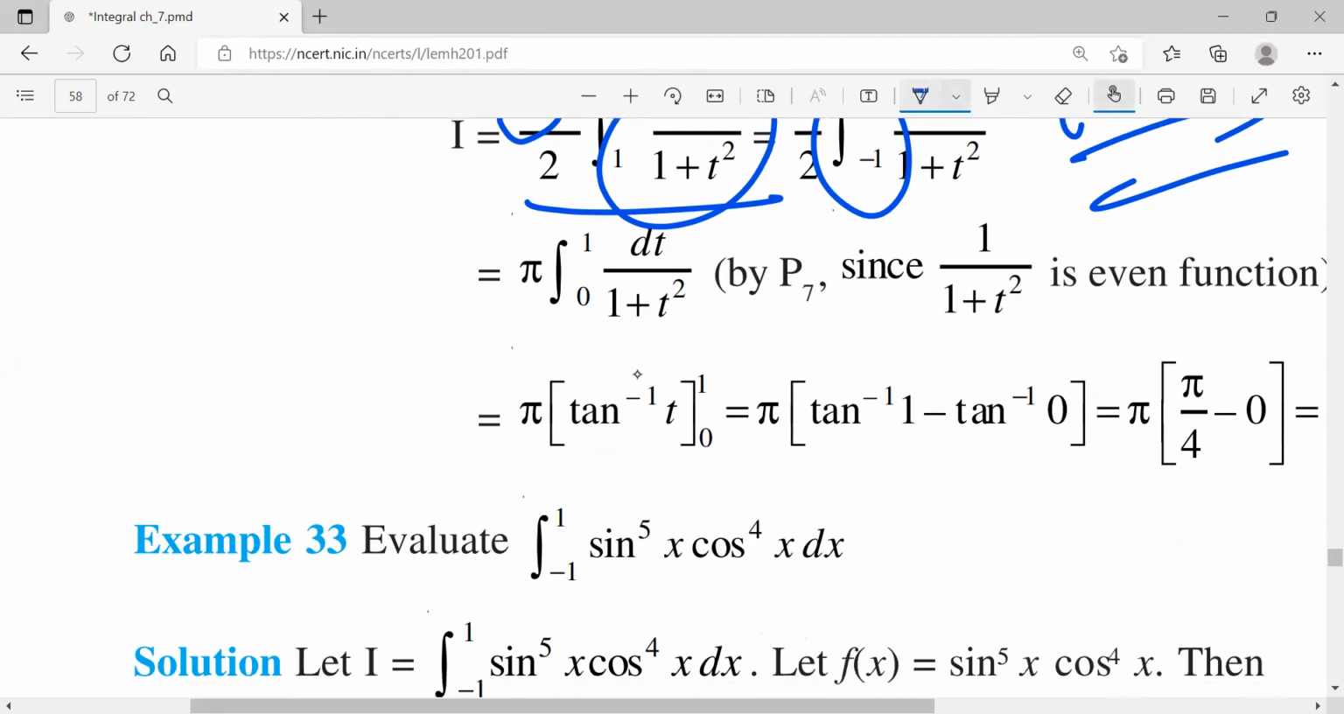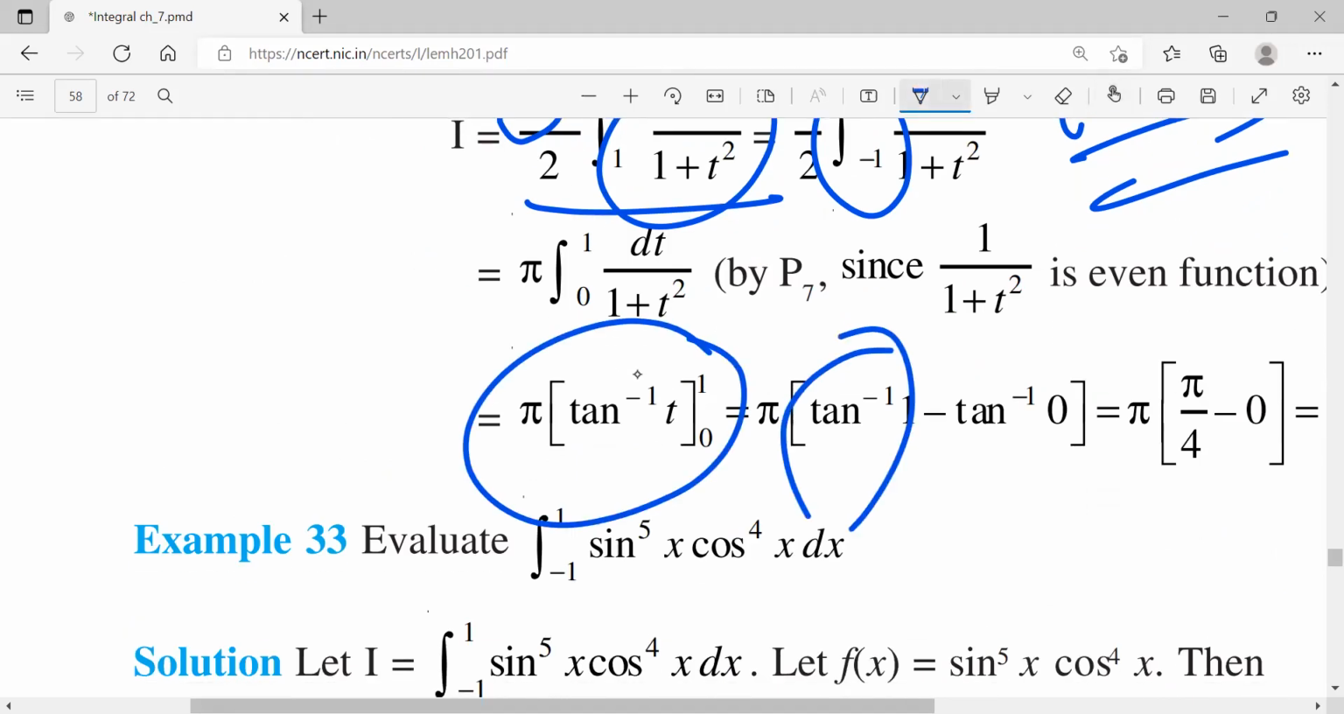Then we apply the limits, upper limit minus lower limit. Tan inverse of 1, what value of tan gives me 1? Tan 45, that is nothing but pi by 4. Tan inverse of 0 is 0 anyway. So that's it. Now let's see this question.